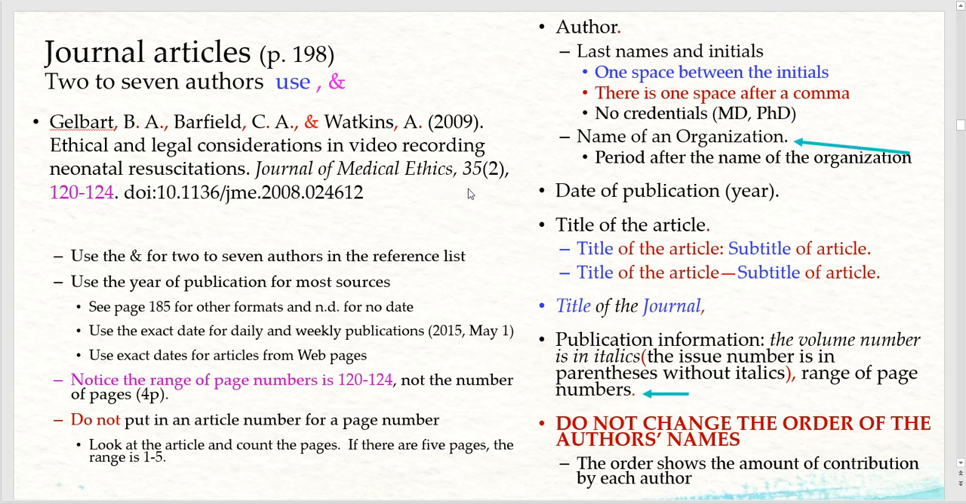Then there's a comma here with the volume number, which is in italics, and the issue number, which is not in italics but it's in parentheses. Then there's a comma and the range of pages, and there's a period here at the end. And then this one I have the DOI, and there's no period at the end here. The other thing with the author's initials is we don't use any of their credentials. And if you have an organization, you're going to put a period at the end. Just like you have a period here for the initial, you're going to have a period at the end for the name of the organization.